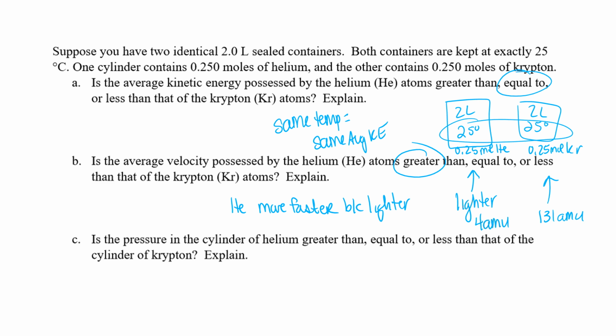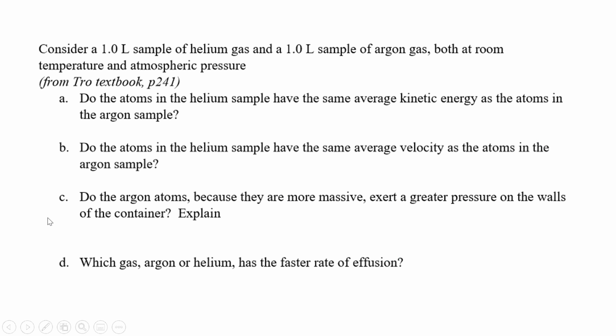The pressure, let's think about how we find pressure. Well, PV equals nRT. Pressure is the moles times the temperature divided by the volume. And they have the same moles, same temperature, same volume. So they're going to have the same pressure. So it doesn't matter that helium is moving faster. Because they end up with the same temperature, they have the same average kinetic energy. So it's the kinetic energy that's important in terms of the pressure, not the velocity so much. Okay. All right, so let's look at one more.